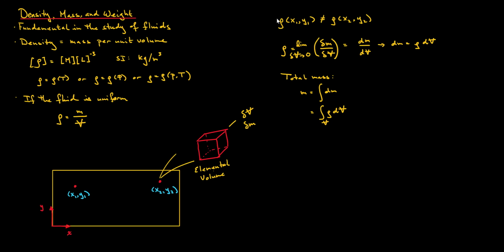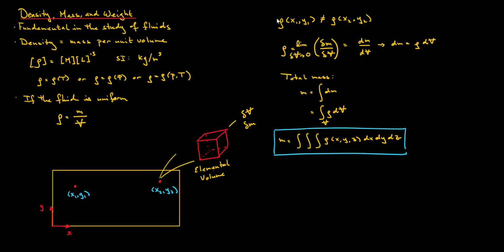So in the most general terms, what we would have is that the mass is equal to the integration over the volume of the density, which could be a function of x, y, and z, and we'll take dx, dy, dz. So we're going to take the integral in all three spatial directions. So this is the most general definition of the mass and how we obtain it from the density, which could be a function of x, y, and z.